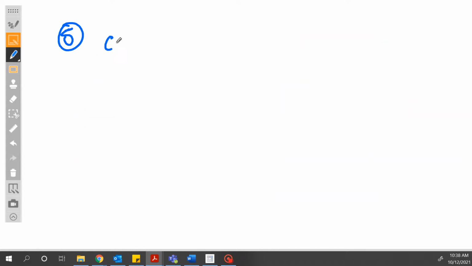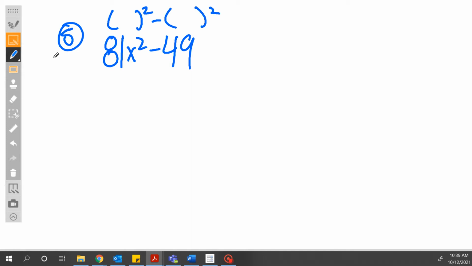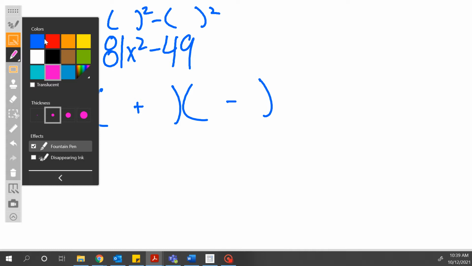Number 5, we have 81x squared minus 49. First GCF, there's no GCF here. Now there's only two terms here, 81x squared and negative 49. Now these are perfect squares, and this is a difference of two perfect squares. So if I can figure out the square roots of the two perfect squares, then I can figure out the factors because it's just the sum of them and the difference of them.